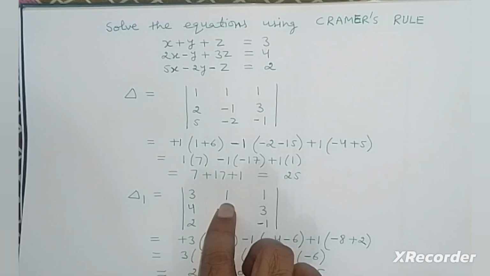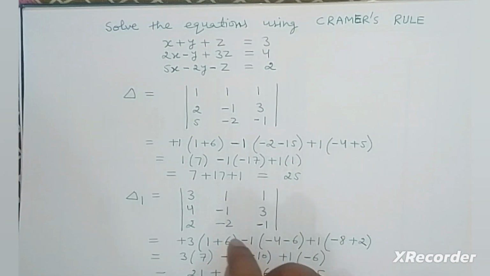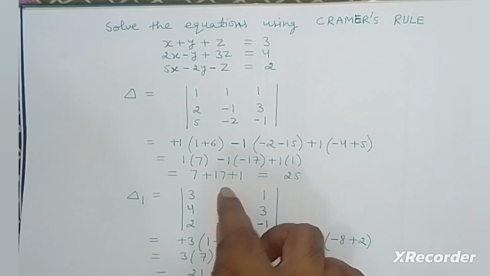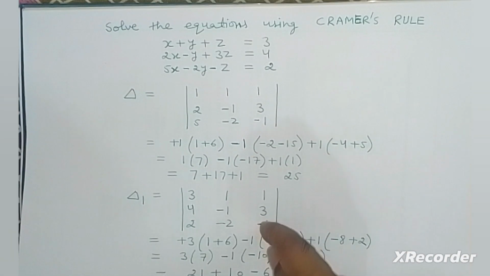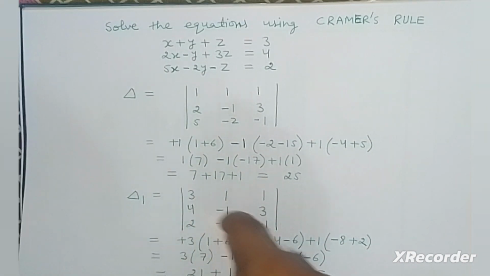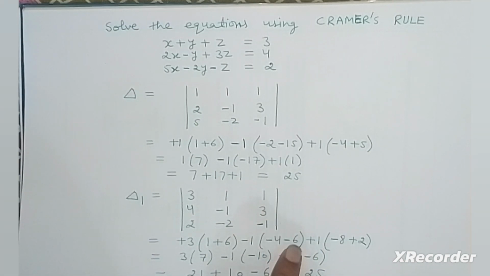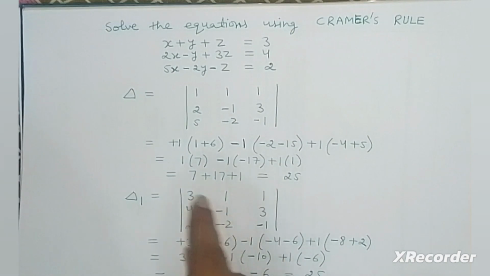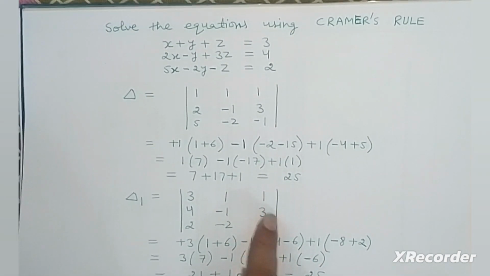Here the second value is 1, because the second value has a negative sign, because it is plus 1, so we have taken minus 1. Now eliminate this column and this row, we get 4 into minus 1 and 2 into 3. 4 into minus 1 is minus 4 and 2 into 3 is equal to 6, and subtract it, then it is minus 6. Then the third value is plus 1, and the third value has the same sign, this is plus 1.